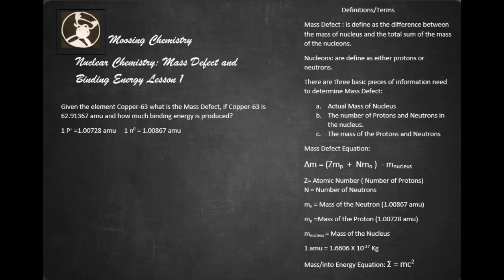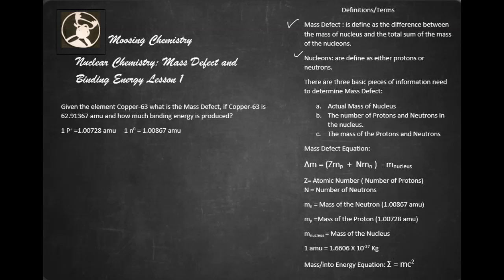Okay, there's a couple things we need to know before we actually do this problem. What is mass defect? Mass defect is defined as the difference between the mass of the nucleus and the total sum of the mass of the nucleons. What are nucleons? They're defined as either protons or neutrons, which belong in the nucleus of the atom.